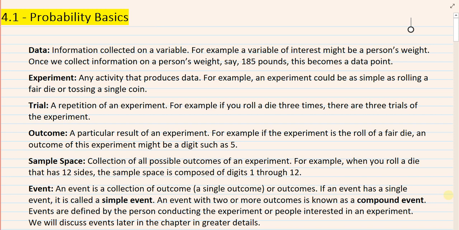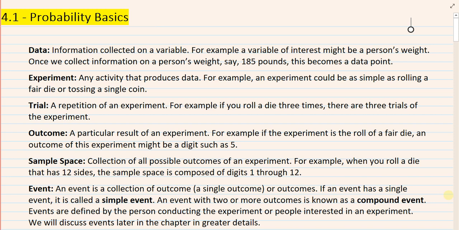Then we talked about trials. A trial is a repetition of an experiment. So let's say I'm tossing a coin. If I flip the coin twice, that's two repetitions of that experiment. The experiment is the toss of a coin, so I have two trials of that. If I flip the coin twice, I have two trials of that experiment.